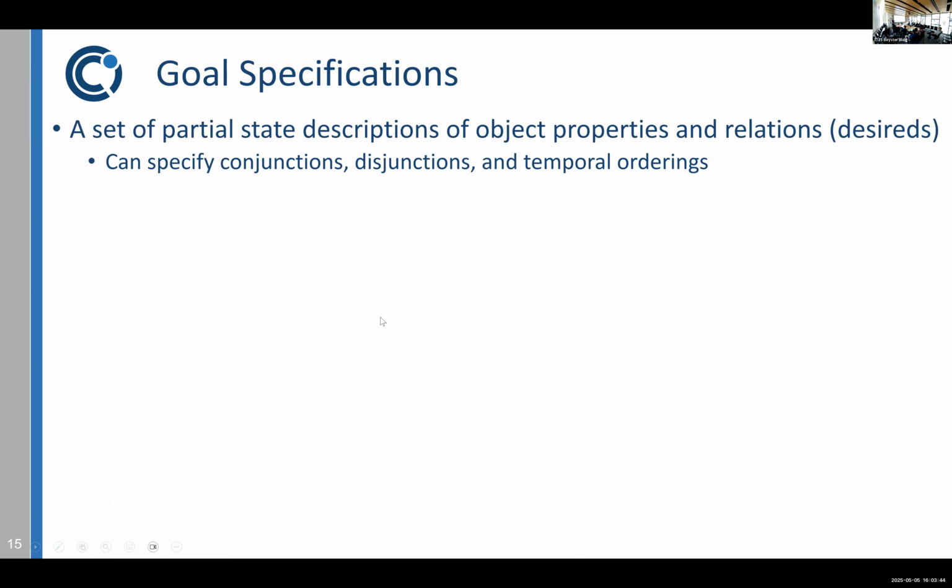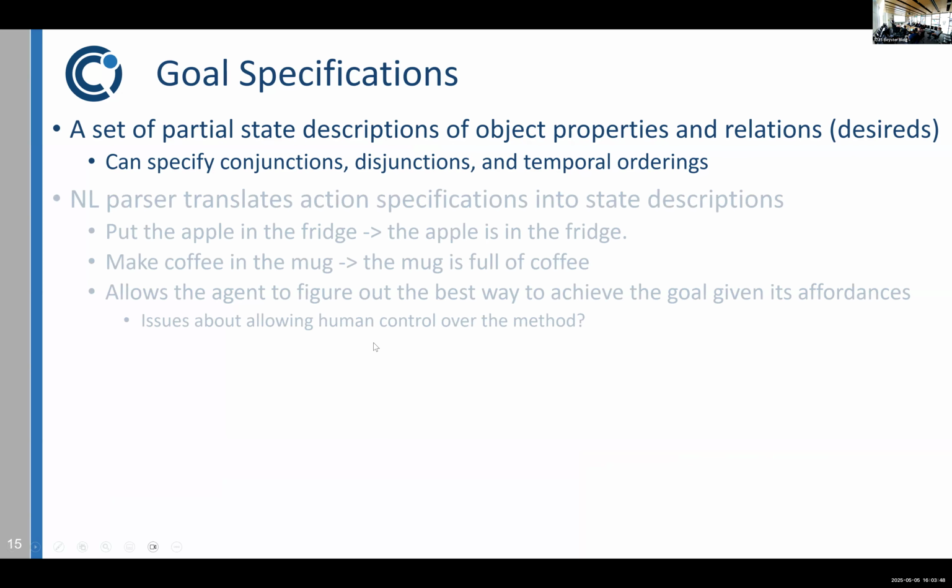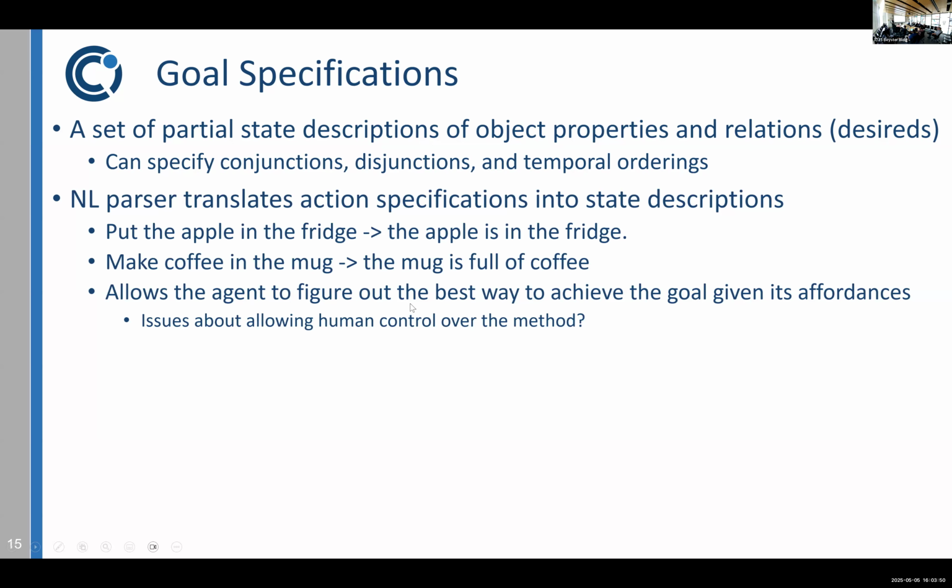But the key question is, how do we figure out which object is being referred to with all this information? And we'll get to that soon. And so the idea is that the parser transforms action specifications into state descriptions. So if you say, put the apple in the fridge, this is going to be translated, right, Peter and James, into the apple is in the fridge. Or if you say, make coffee in the mug, it's going to be the mug is full of coffee.